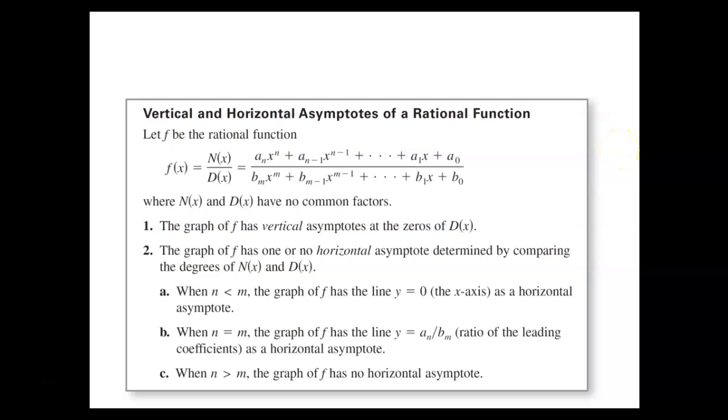So again, if you're trying to figure out the asymptotes of a rational function, for vertical asymptotes, look at where the denominator is equal to 0. For horizontal asymptotes, look at the degree of the numerator and the degree of the denominator, and then it depends on whether the degree of the numerator is smaller than the denominator, the same, or greater than the degree of the denominator.